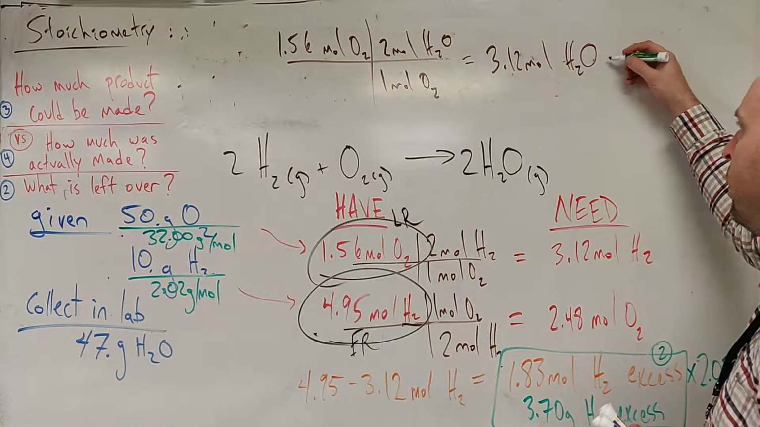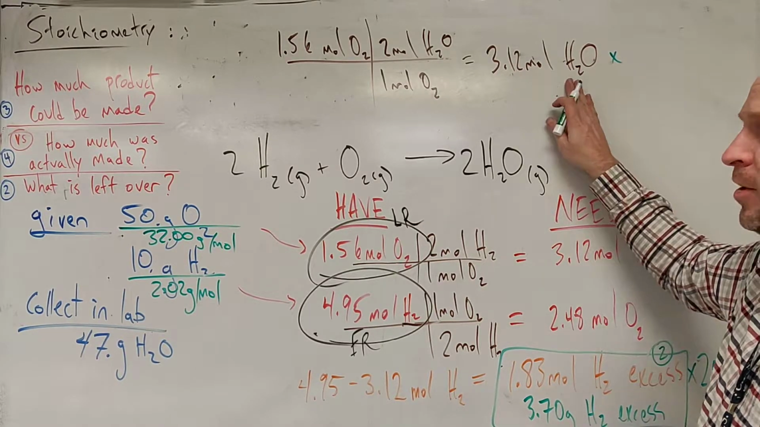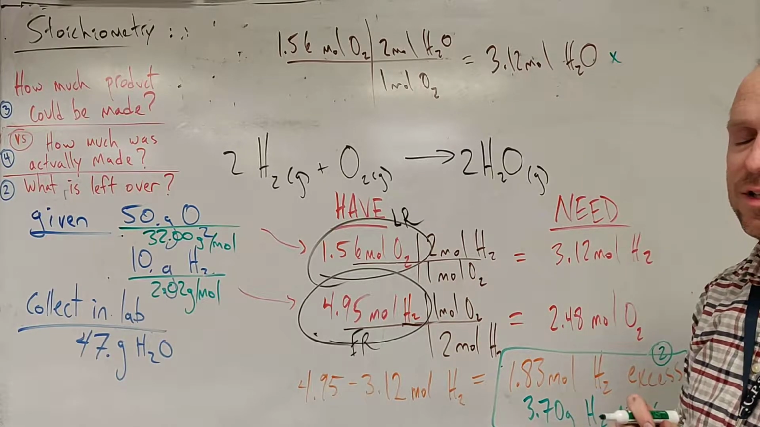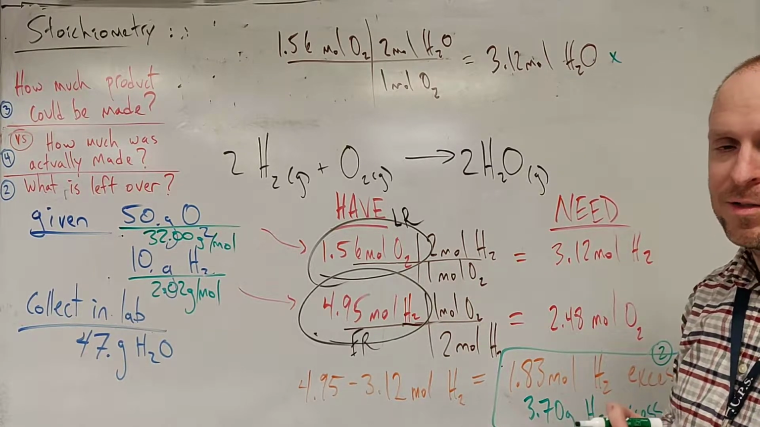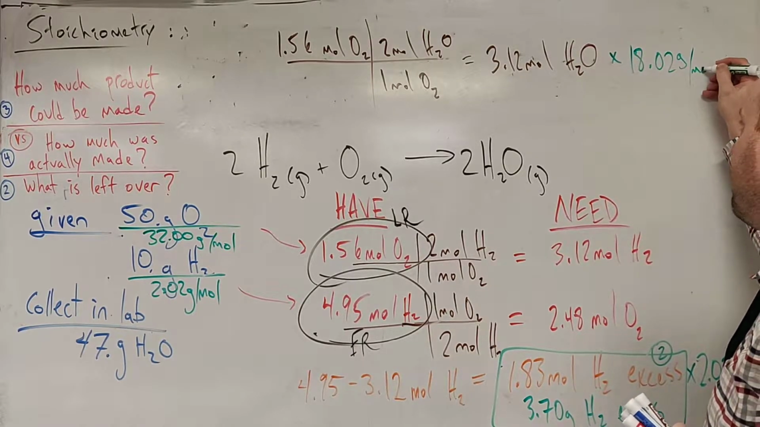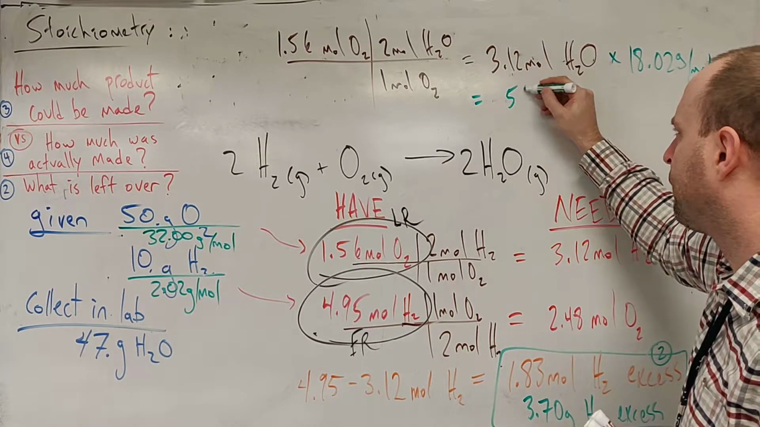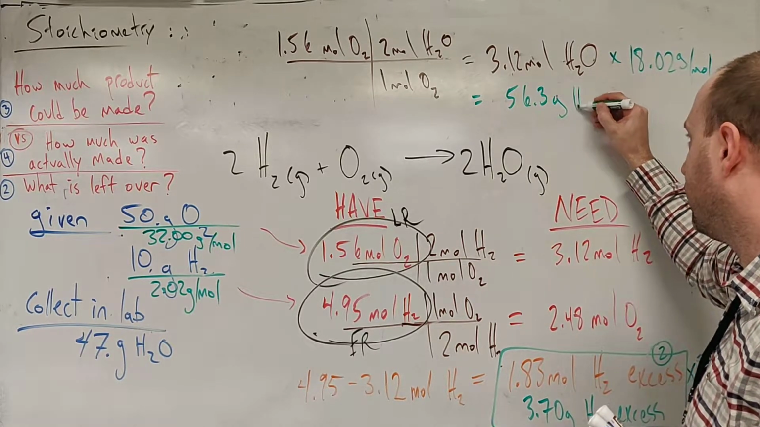We'll multiply by molar mass. In this case, you could add up the pieces. 2 hydrogens is 2.02, 1 oxygen at 16. It's 18.02 grams per mole. And we end up with, in this case, 56.3 grams of water, right?